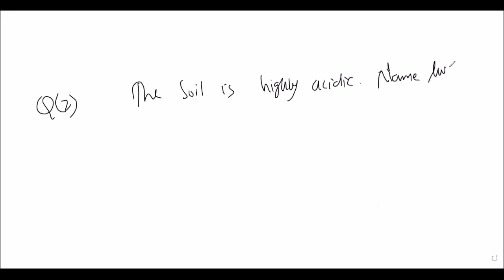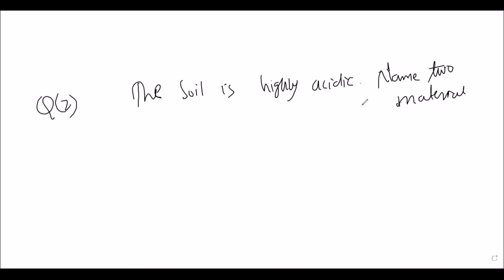Now, what other question can they ask in the exam? The soil is highly acidic. They are asking that if the soil is highly acidic, name two materials which can be added to this soil to reduce its acidity. Name the two materials which can be added to the soil to reduce its acidity.